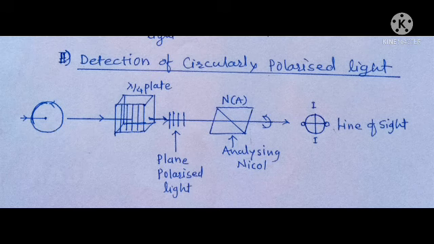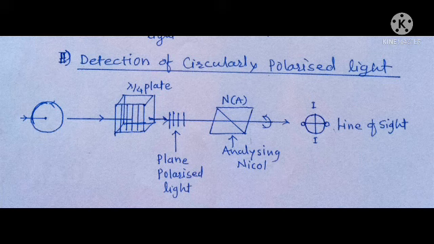Now detection of circularly polarized light. Observe again this ray diagram. There is a circularly polarized light shown at the beginning as a circle, then lambda by 4 plate, that is the quarter wave plate. After passing circularly polarized light through this quarter wave plate, it becomes plane polarized light, which is incident on the analyzing Nicol prism, and there is the line of sight.